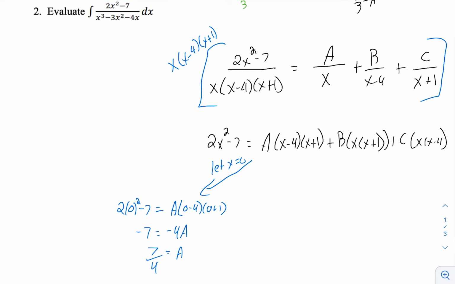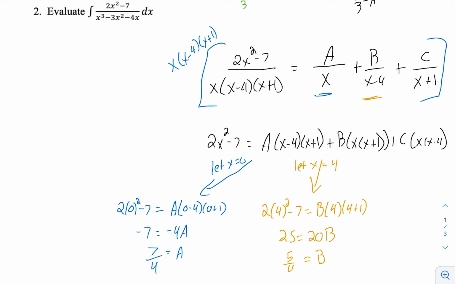All right, when we work with b, or our next term, I'm going to just go down this order here. I started with x equals 0. Next one I'm going to work with is x equals 4. So let x equal 4. Anything with the x minus 4 cancels. So I'm left with 2 times 4 squared minus 7 equals b times 4 plus 1. We have 16, 32. We have 25 equals 20b. So when we divide that 20 over, we end up with b is equal to 5/4.